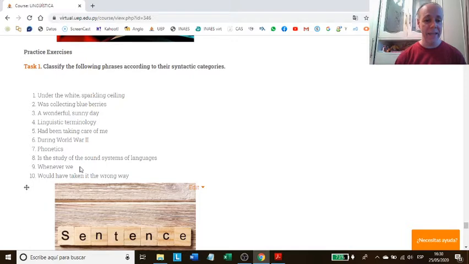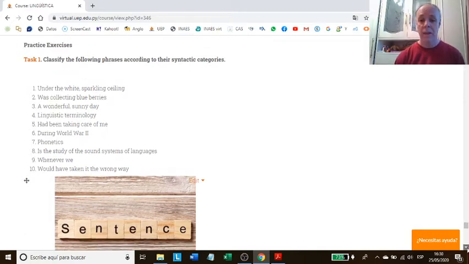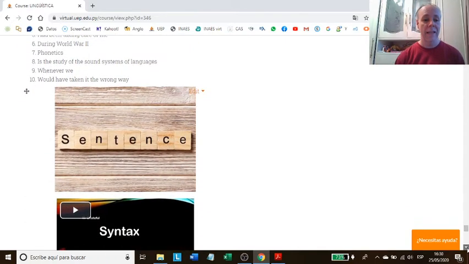And number 10, would have taken it the wrong way, would be a verb phrase. It starts with two auxiliaries and then a verb. Clear? If you have questions regarding this, please write to me. We have our group. So feel free to ask questions. Let's go to task number two now to check.